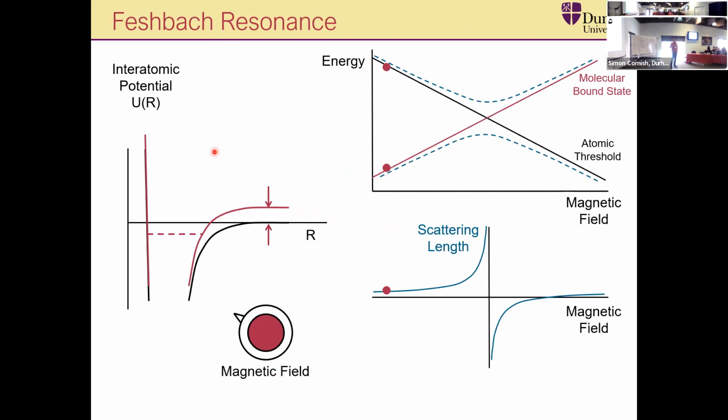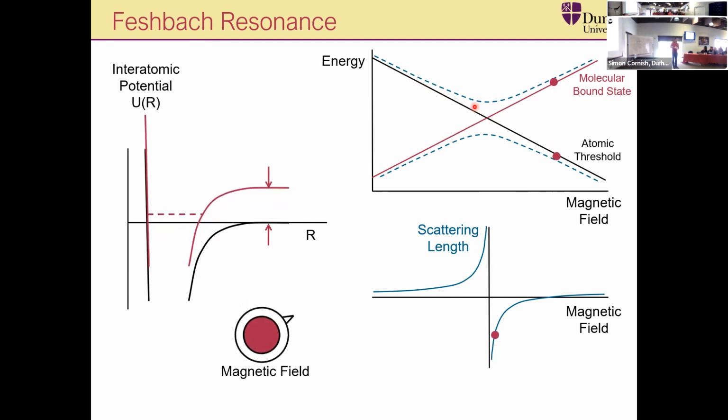So this is shown in this slide. What it shows is that when I play it, I will ramp up the magnetic field. You will see this bound state move. Correspondingly, you get the divergence of the scattering length. And then this plot shows you the atomic threshold changing and this molecular bound state, and getting this avoided crossing when the two cross.